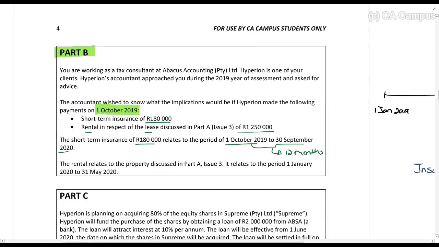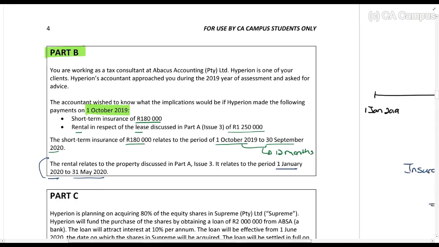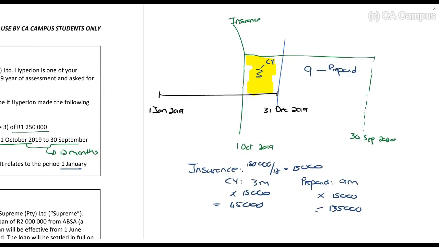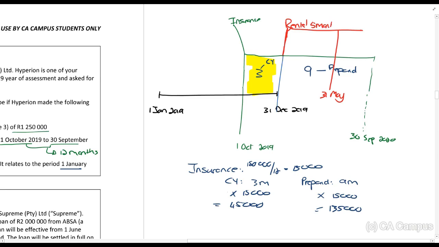Then the rental is for the period 1 January 2020 to 31 May 2020. So the rental is for this period, which is 5 months.